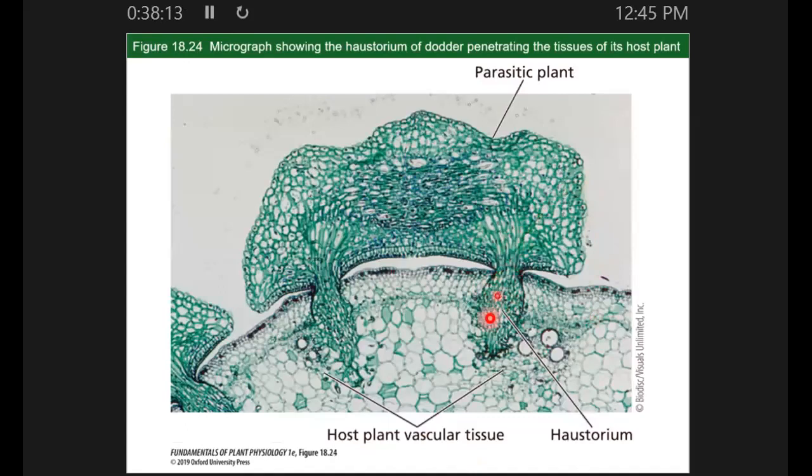So here is how it's plugging into the branch. Again, the word haustorium is just a general term that they use for really aggressive growth into tissue. In this case, it's the mistletoe radicle docking in and getting at the stem.